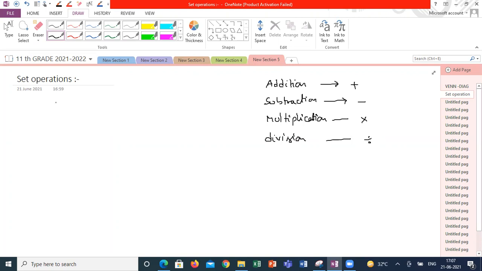Same as set. A set is a combination of some elements. It might be anything. And set B is also a combination of some elements. So what are the set operations we have? Majorly we have 3 things. First one is union of sets.